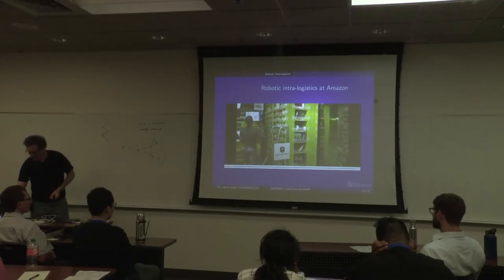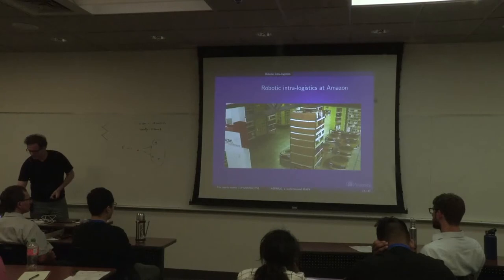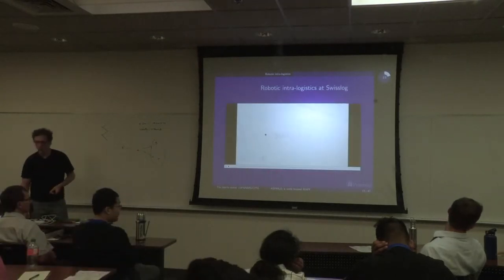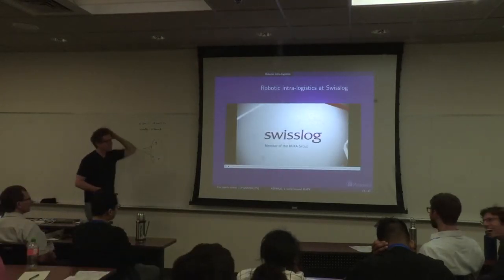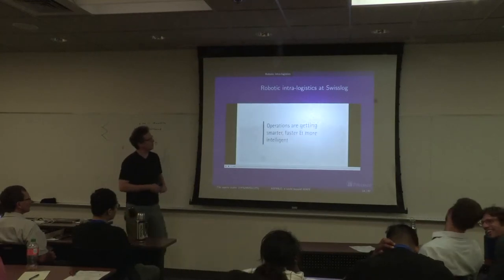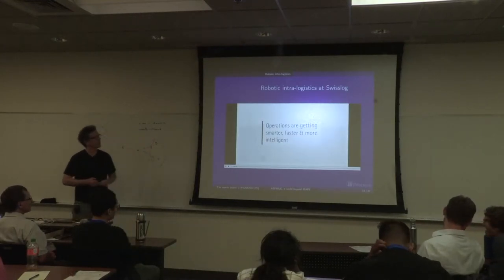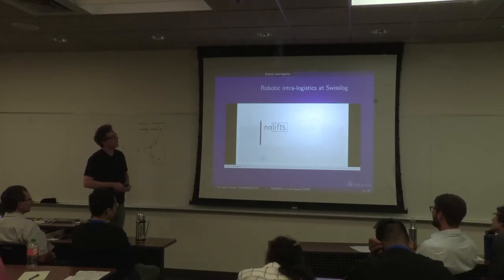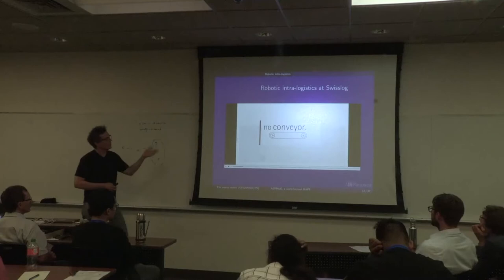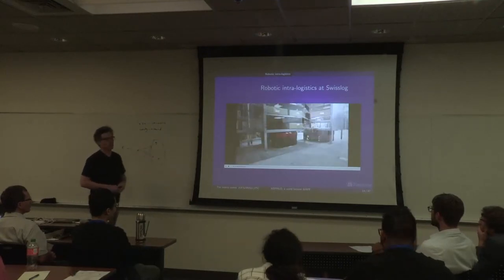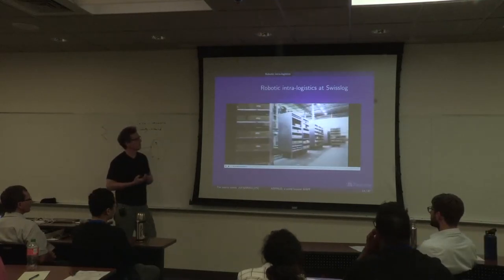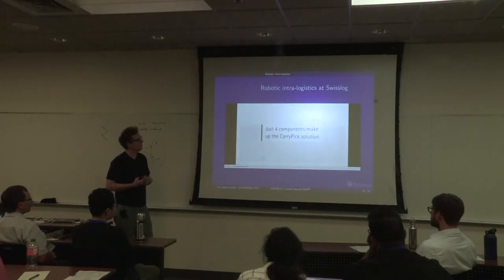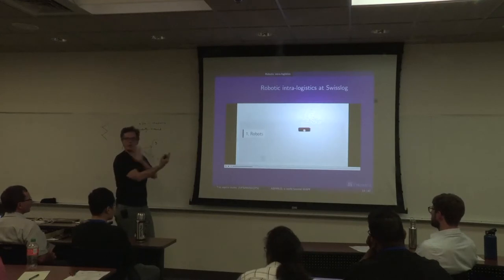Let's just watch. This is now the Amazon Kiva system. This here actually is the one from Swisslog. Swisslog is owned by KUKA, which is a traditional robotics manufacturer. What we see here is again all the concepts and notions involved. The system is very similar, just that they have only shelves which open in two directions, so you can't turn them around in all four directions.